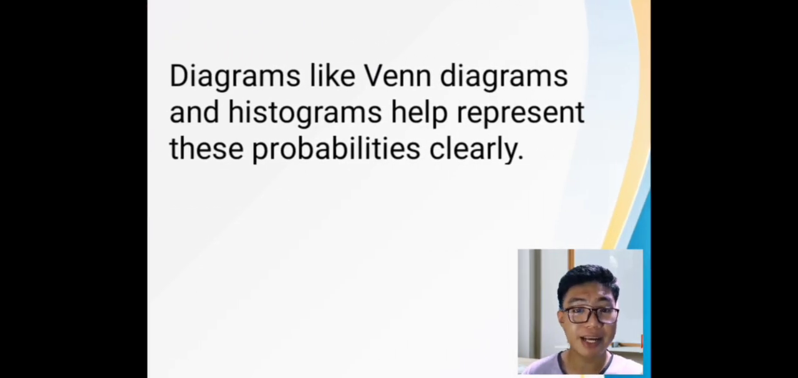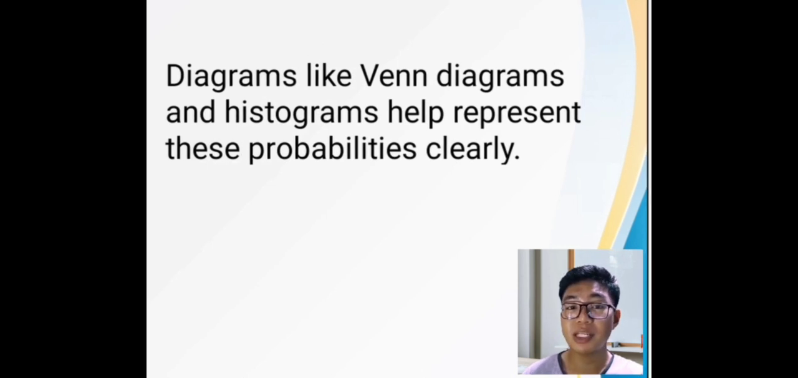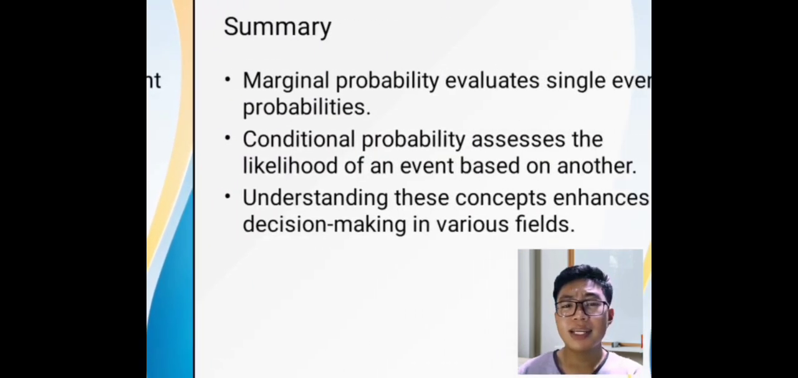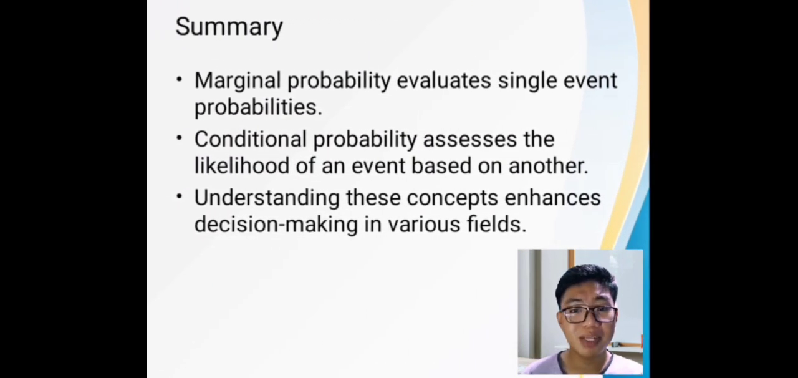Visual aids like Venn diagrams and histograms help represent probabilities. These tools make it easier to understand the relationship between events. So, in summary, marginal probability evaluates a single event, while conditional probability focuses on relationships. Together, they provide a powerful framework for analyzing data and making predictions.